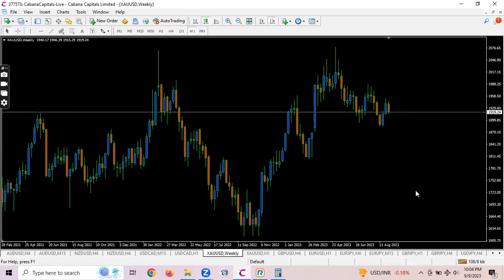So what do we have? Last week candle closed on bearish. That confirms that gold is still bearish at the moment. It is still bearish at the moment. After the close of last week candle, we had a resistance, right?